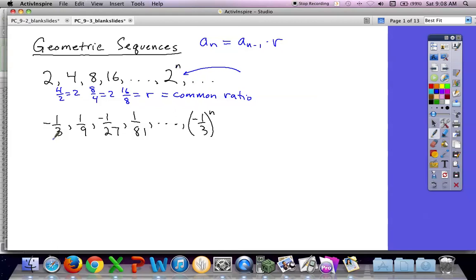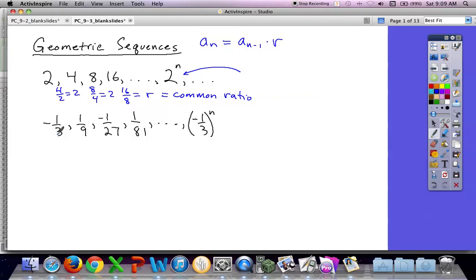So here's the next sequence. Negative 1/3, positive 1/9, negative 1 over 27, positive 1 over 81. Right? There's a couple things you can notice going on. You notice that it's flipping sign. It starts as a negative, next term is positive, next term is negative, next term is positive. So clearly the common ratio is negative.